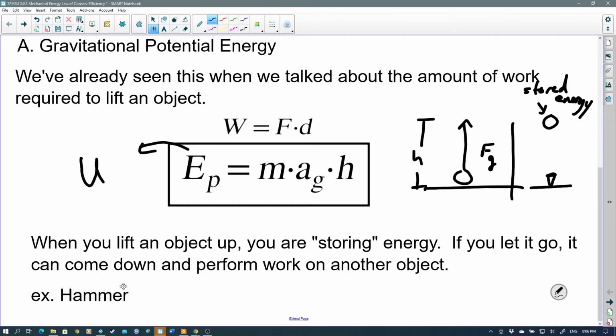I have the example here of a hammer. If you lift a hammer up in the air ready to hit a nail, that hammer is going to store, or have stored in it, potential energy ready to be used.